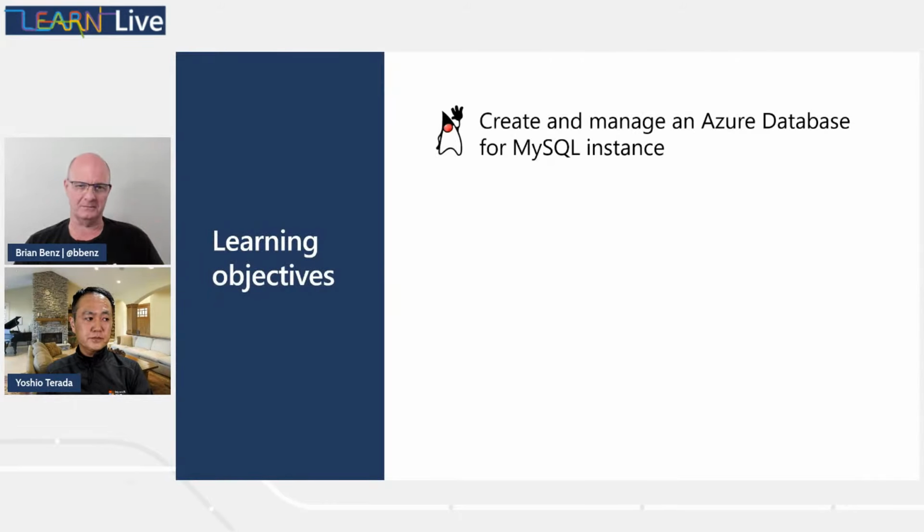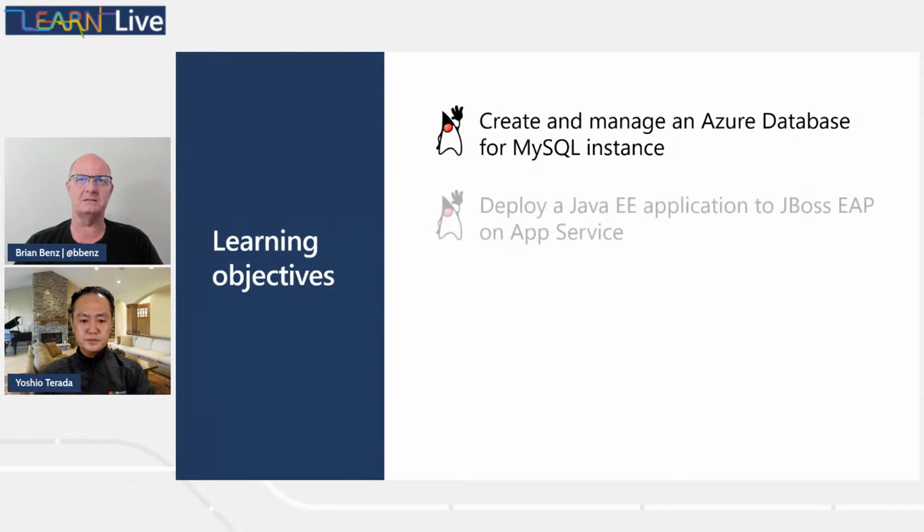For the learning objectives, we're going to create an Azure Database for MySQL, which is one of the Azure offerings for databases. We're going to deploy a Java EE application to JBoss EAP on App Service. Azure App Service is our platform as a service, and it's an easy way to manage and scale your applications, in this case JBoss EAP. You can also run this on a virtual machine, but JBoss EAP shows you how you can do it without having to worry about the underlying infrastructure yourself.